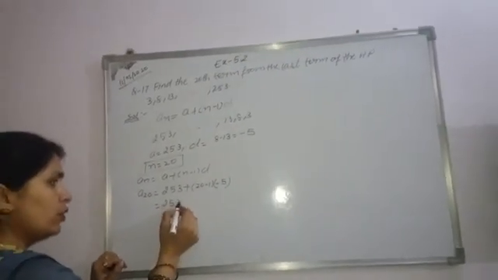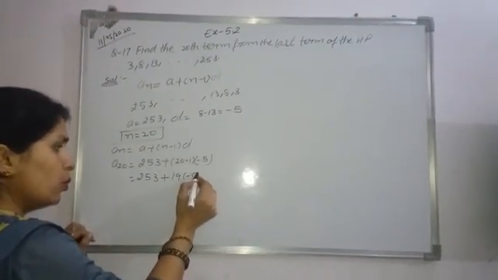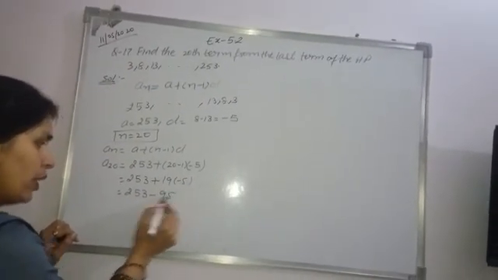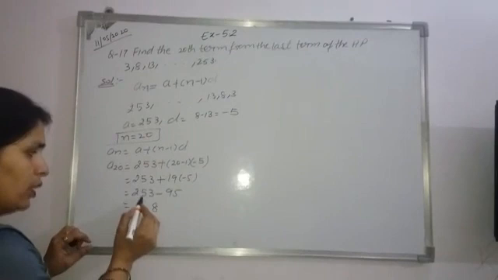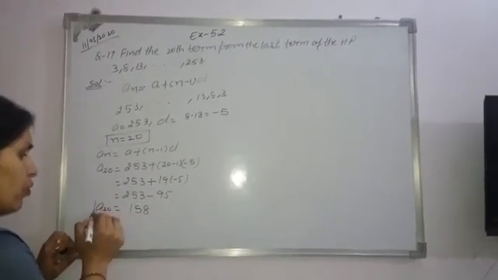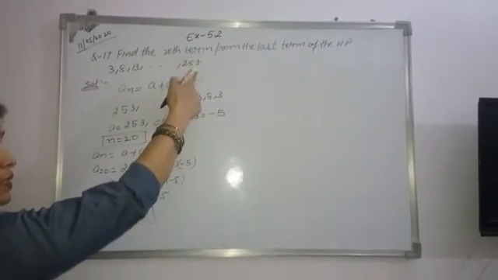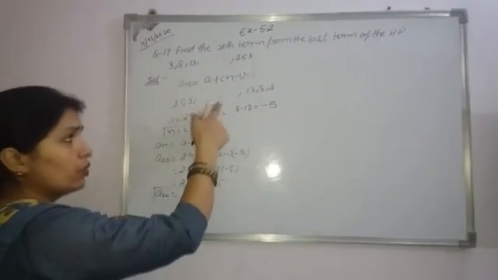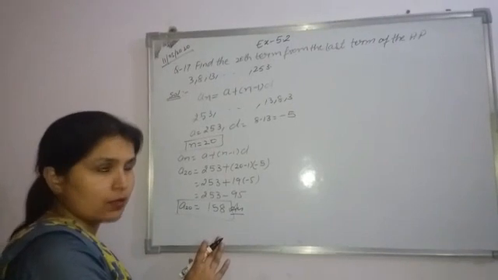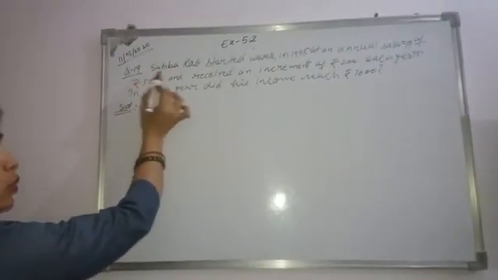So 253, 20 minus 1 is 19. 19 into minus 5 is minus 95. 253 minus 95, and the value is equal to 158. So what is the value of the 20th term from the last of this AP, and from the beginning of the reversed AP? This is the value of the 20th term from the last. This is the answer.